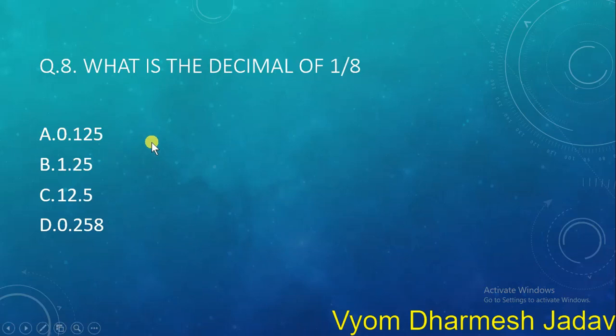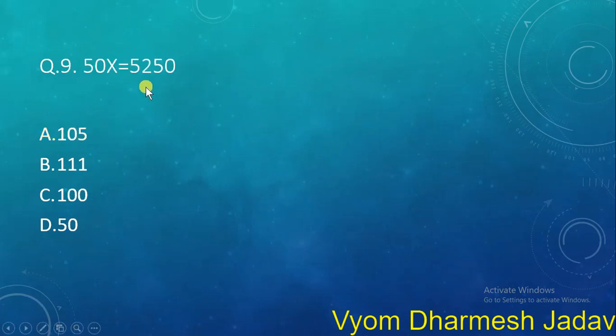Question 8. What is the decimal of 1/8? The answer is 0.125. Next, 50x equals 5,250.